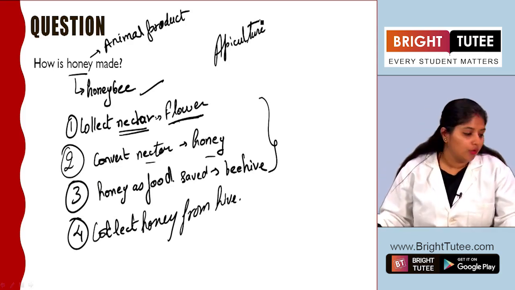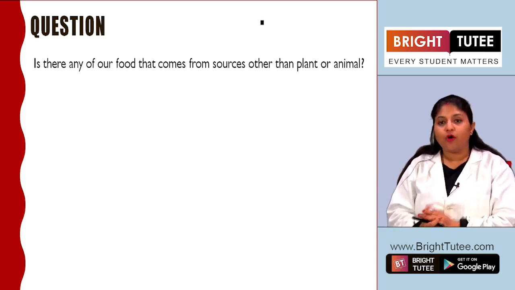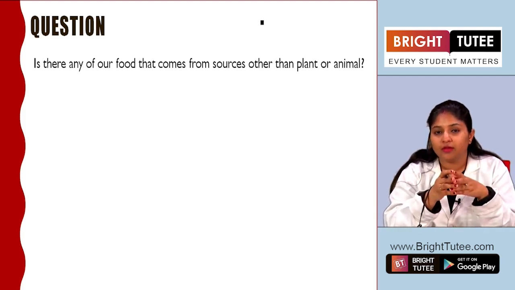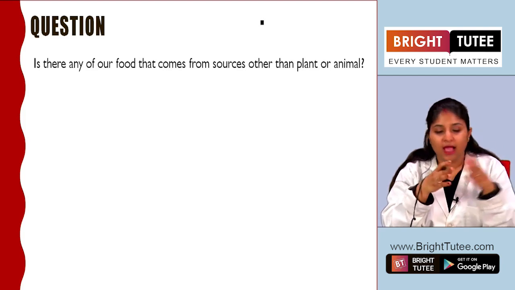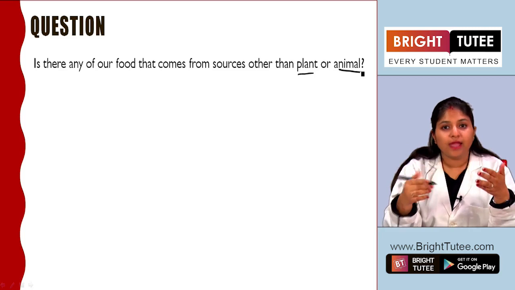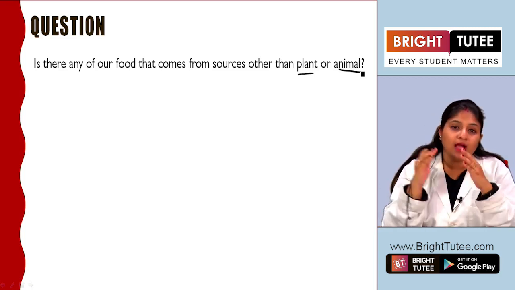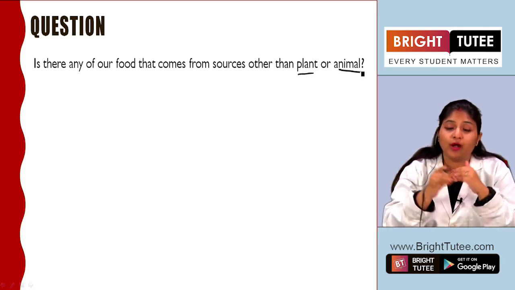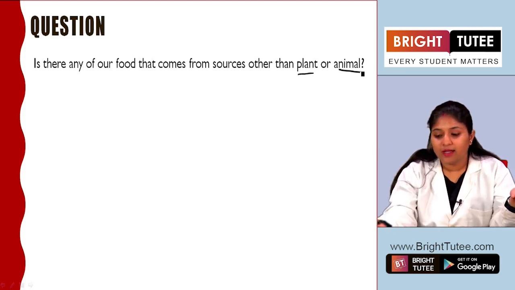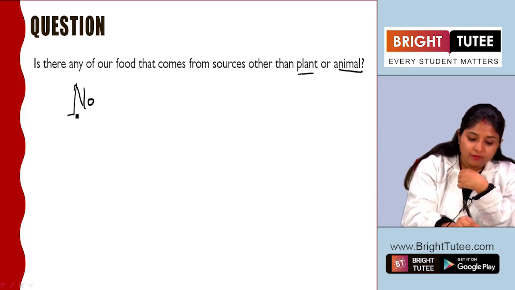Now let's move on to another crucial question: is there any food that we eat that comes from sources other than plants or animals? We have studied that the main sources are plants and animals. Is there anything which gives us food apart from plant and animal? The answer to that is no, right? We do not have any source apart from these living organisms, the plant and animal, which provide us with food material.